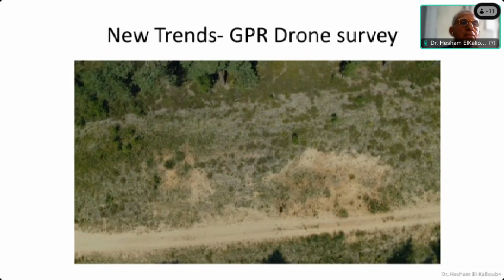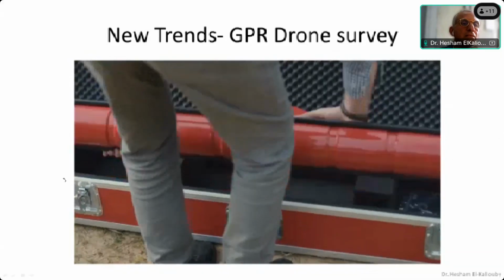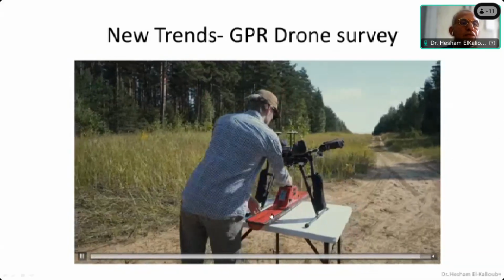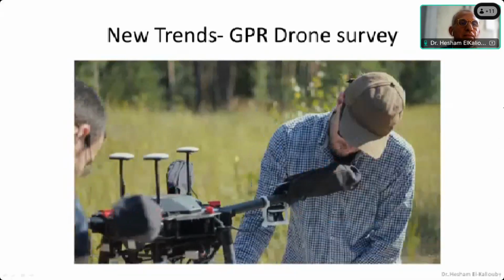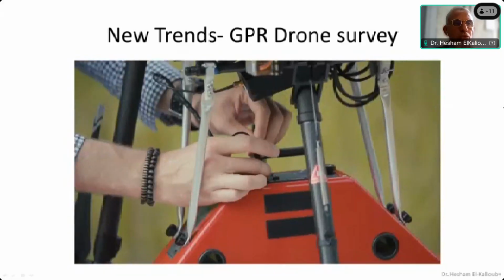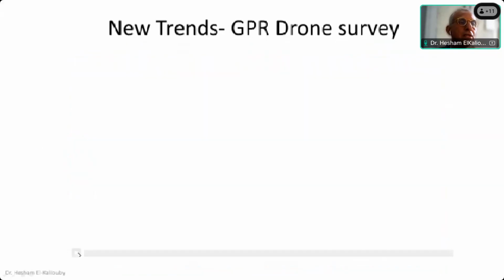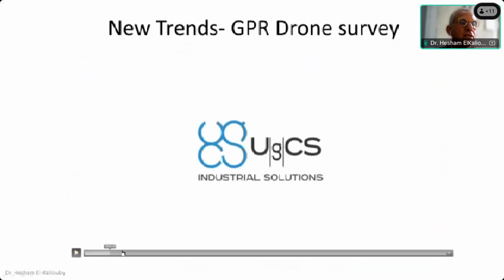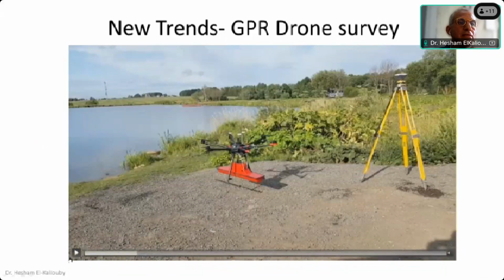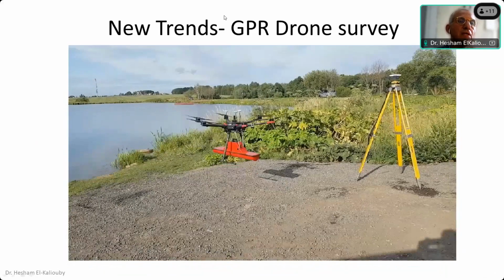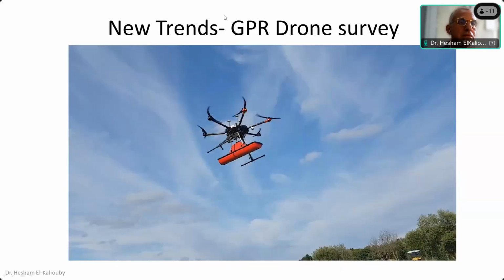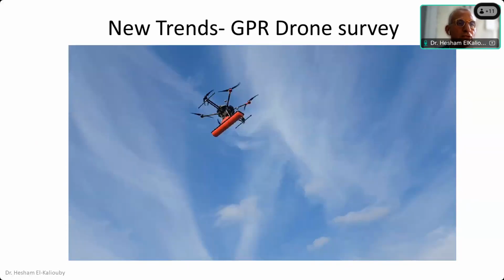And this is a low frequency antenna, a bit heavier. It can also be connected to the drone. And the same story, it can fly and cover a large area. Here is another survey done over a lake. Again, they can fly this antenna over a lake and get the depth of this freshwater lake.